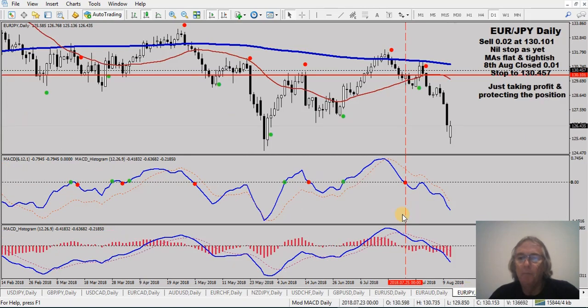Pound Swiss, in a sell. Sounds like a broken record. Gone down nicely. Closed half. Stop just above the point of entry. Again, I can start looking at moving my stop down.